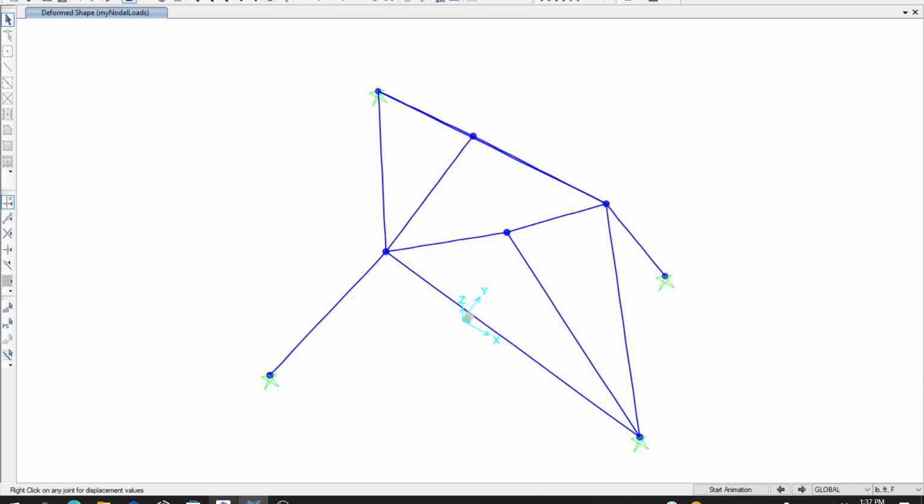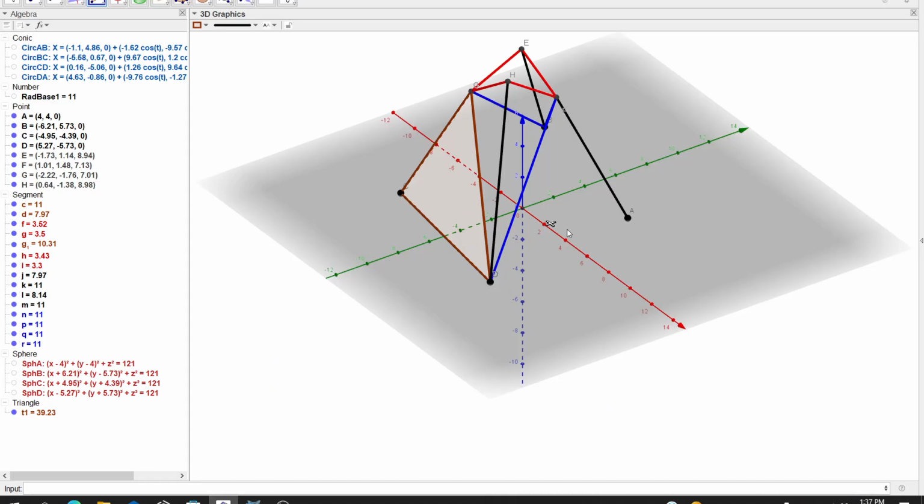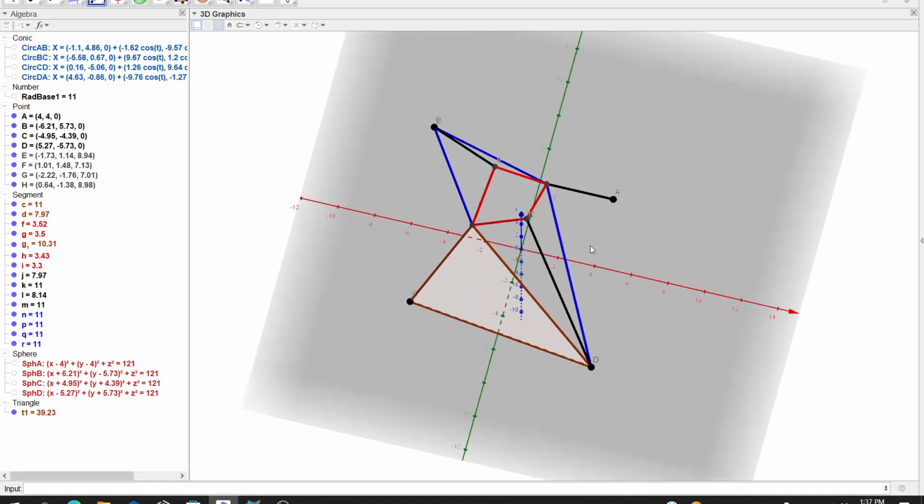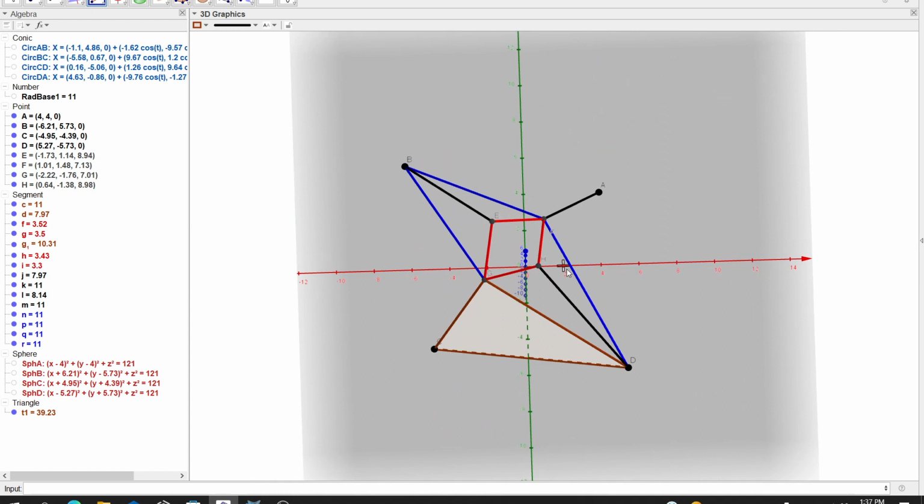So I think the lesson here is that this form finding is coming from these intersecting circles, which perhaps is a novel and rich form finding tool for you.